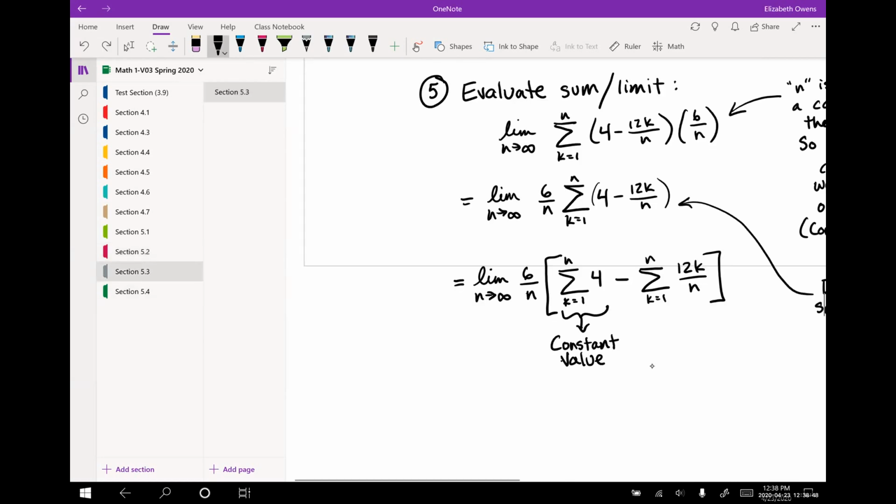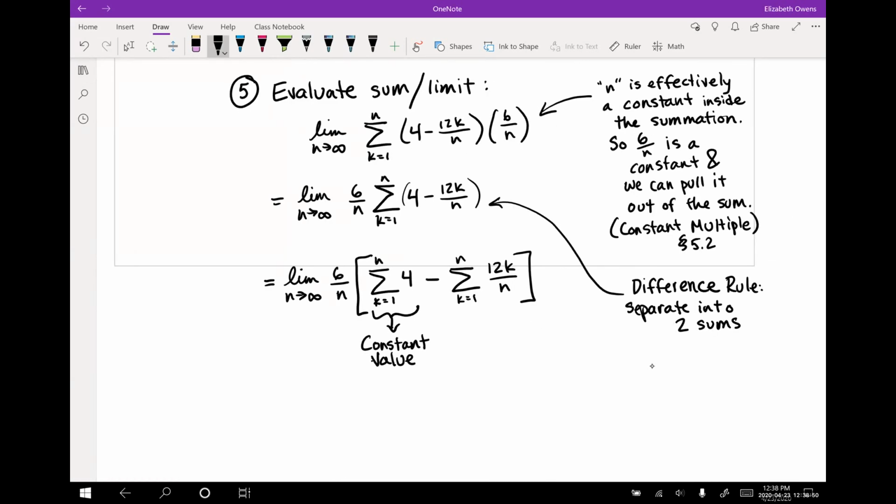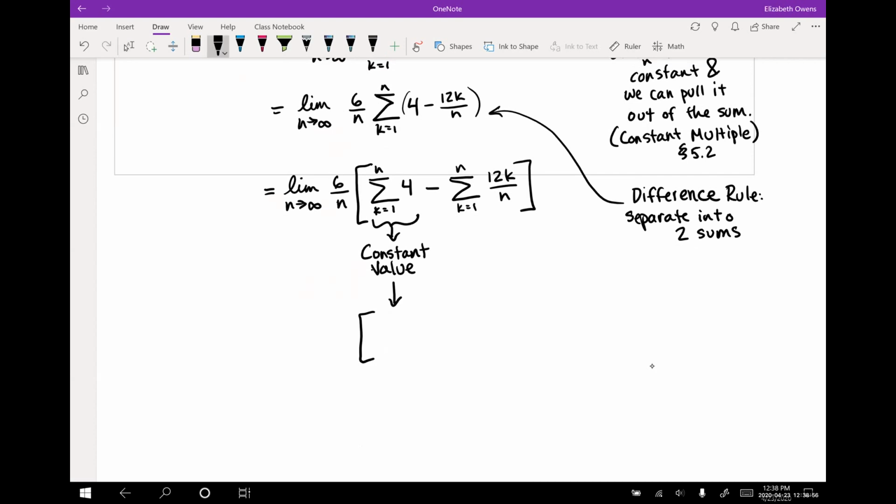And let's do that. So let me rewrite what we had outside. We're still needing to look at our limit later. And we still have this 6 over n, but this constant value gets replaced with n times 4, or 4n.